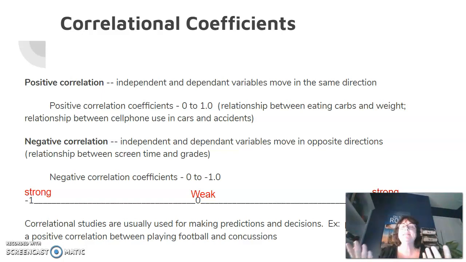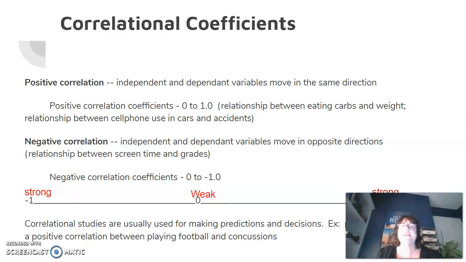So a positive correlation, like the more carbs I eat, the higher my weight goes, okay? The less carbs I eat, the lower my weight. That is a positive correlation, no matter whether you're moving up or down, right? When you're showing a positive correlation, it's going to have an R value of 0 to 1, okay? The positive number is not good or bad, it just means there's a positive correlation, 0 to 1.